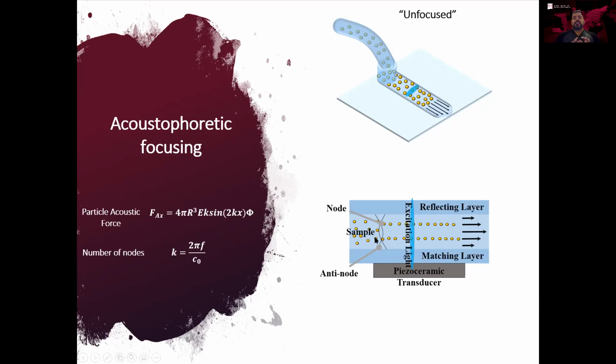In the middle of the standing acoustic wave is a pressure node. As your cells come through this pressure node, it is all relative to the cell's density. Usually greater densities are going to align to the node, whereas particles of lesser density, such as extracellular microvesicles, would align to the antinodes of this standing acoustic wave. And this complements hydrodynamic focusing.